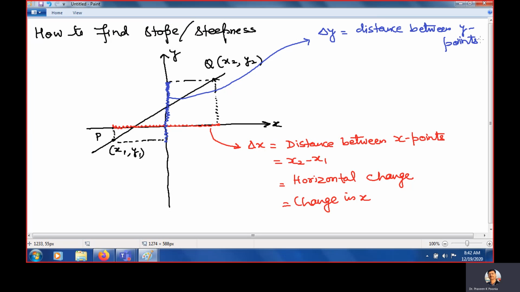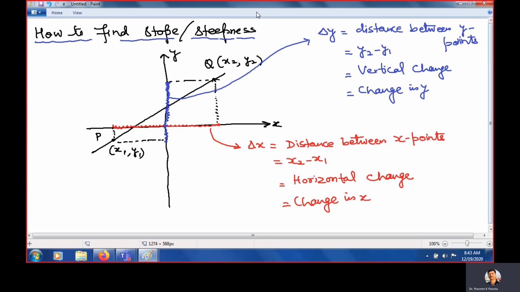Y points. This is. And how much it is? Y2 minus y1. This distance is y2 minus y1. And this you can call vertical change. Vertical change means change in y. So this is how to find the vertical change and the horizontal change.